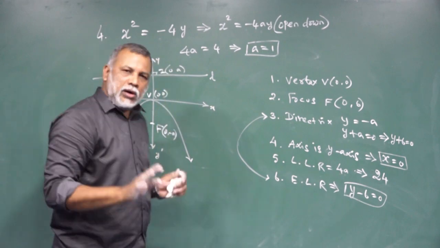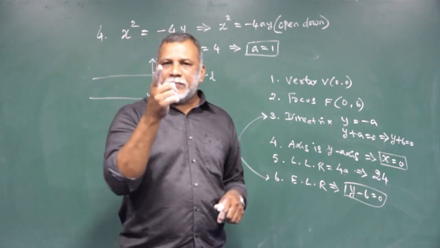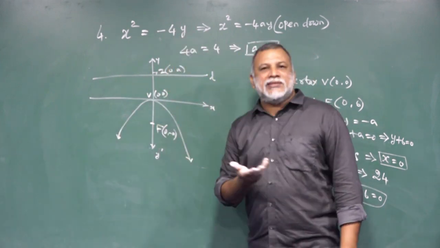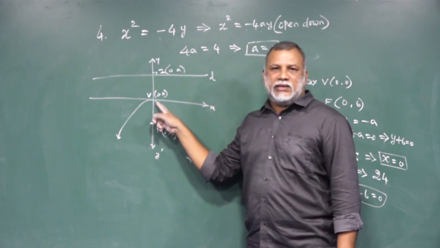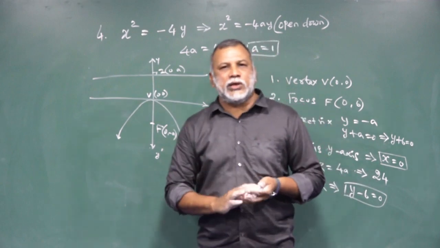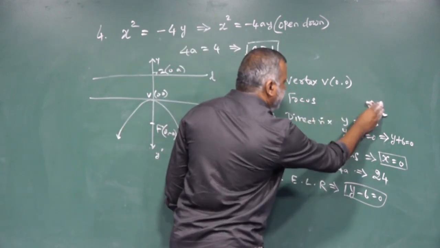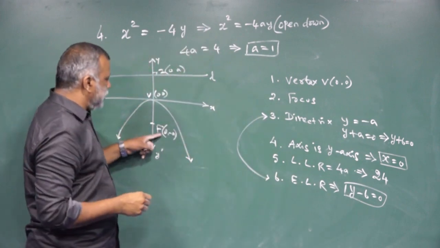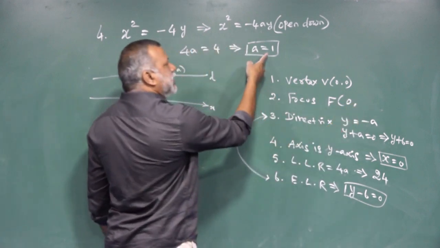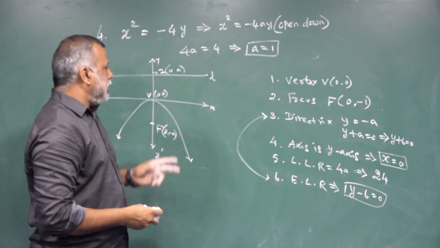Vertex is always common for all the 4 types. What is the definition of vertex? Point of intersection of the parabola and the axis. See this diagram. The parabola, in how many places is it intersecting? Only one place. That is called the vertex. So vertex is always the same for all the 4 types: 0, comma 0. Now see the focus here. Focus 0, comma minus a. That means 0, comma, with a already fixed, 0, comma minus 1.